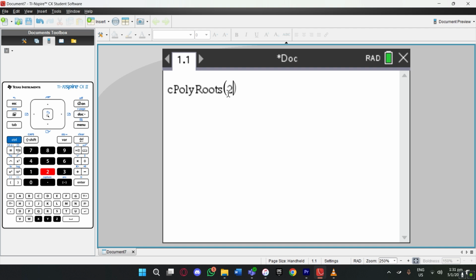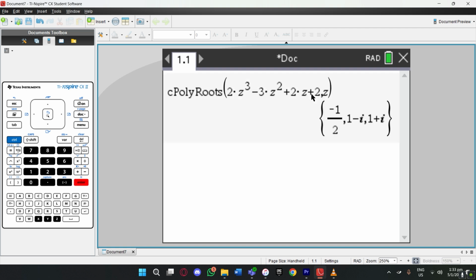Then we'll do 2z cubed minus 3z squared plus 2z plus 2, and then we'll put a comma z. Why we have to write this comma z over here is to tell the GDC that we're trying to find the roots of the polynomial in terms of z. So we can press enter, and those are all our roots. This is just a little trick that I want to show you.